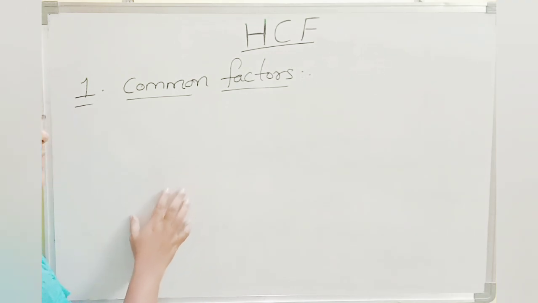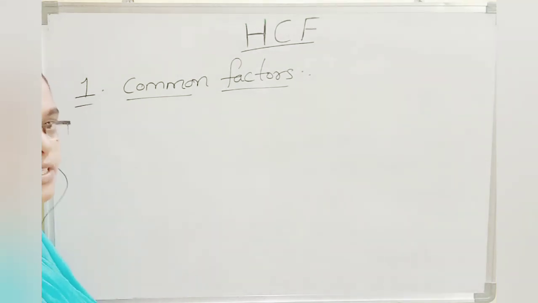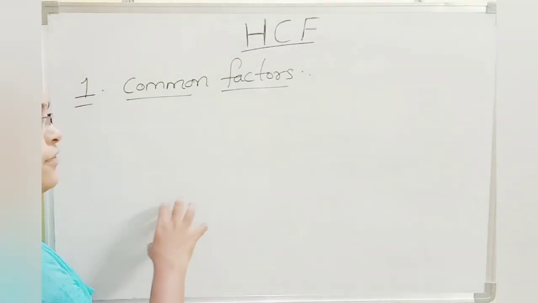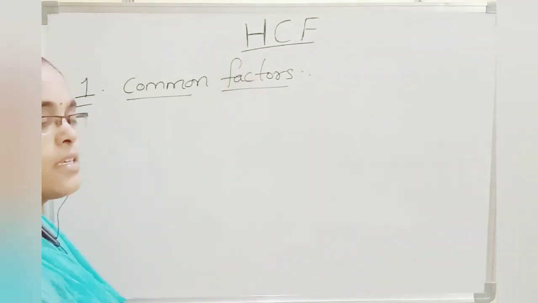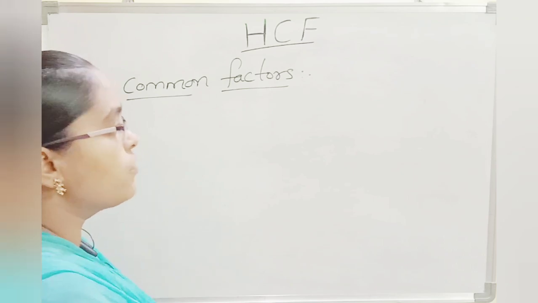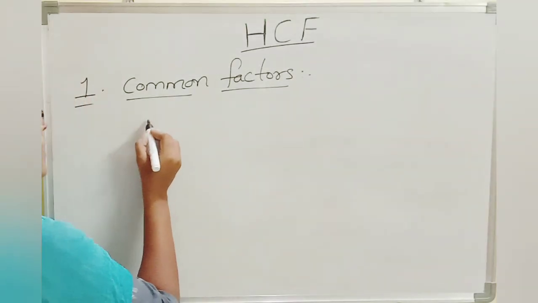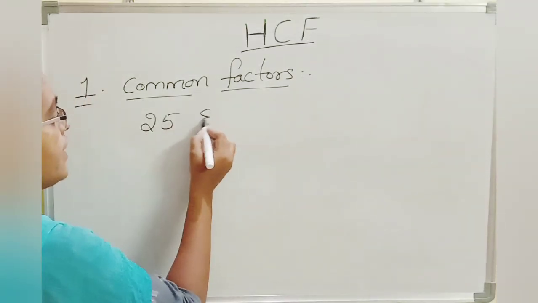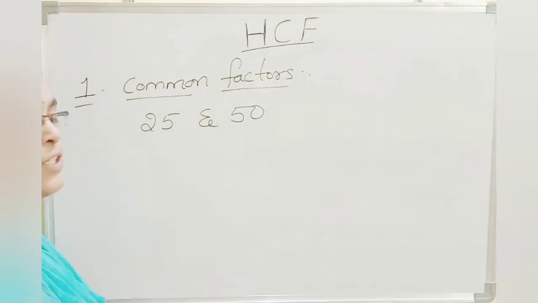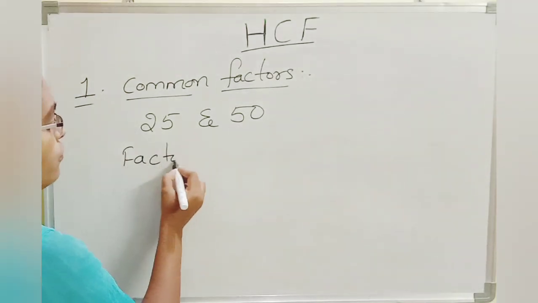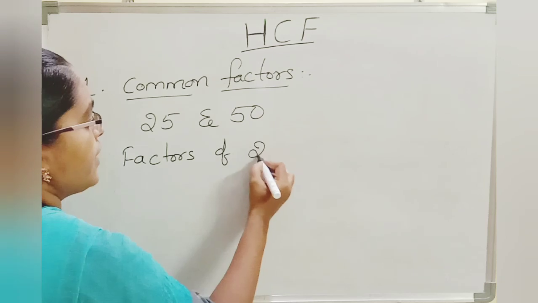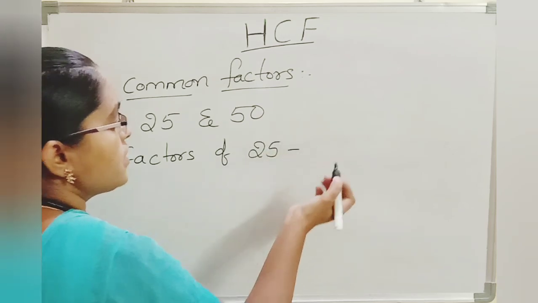In this method, first we write the factors of the given numbers. From that we identify the common factors. In that, the highest number is called the HCF of the given numbers. See this one example. Suppose my numbers are 25 and 50. I am going to find the HCF of 25 and 50. So for that, first we need to write the factors of 25.